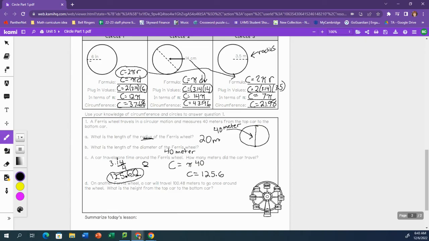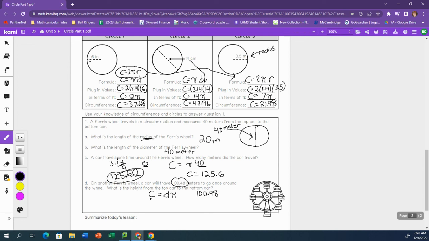Okay. On another Ferris wheel, a car will travel this many meters to go around once. What is the height from top to bottom? Okay. So how are we going to figure that out? What would be the height from top to bottom? Another Ferris wheel. So we don't know this right here. So let me show you that. The circumference equals the diameter times pi, right? We know the circumference.